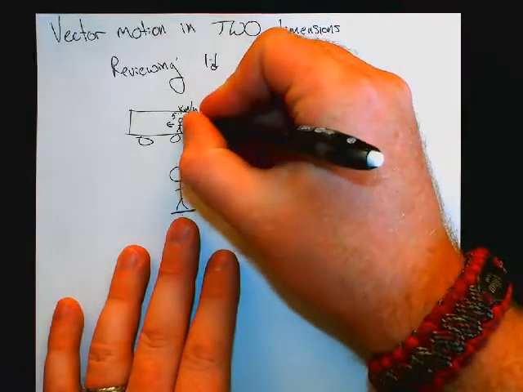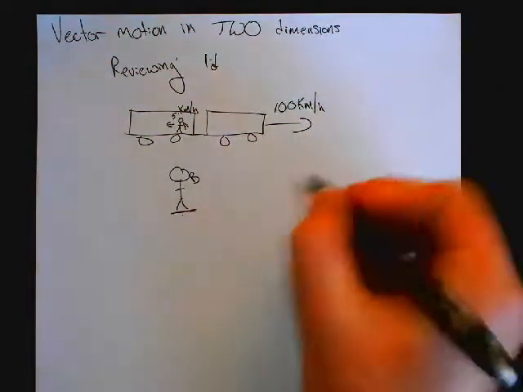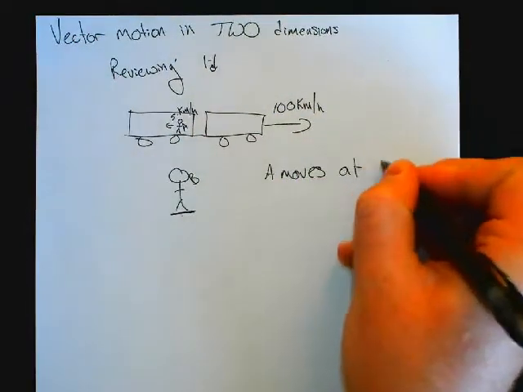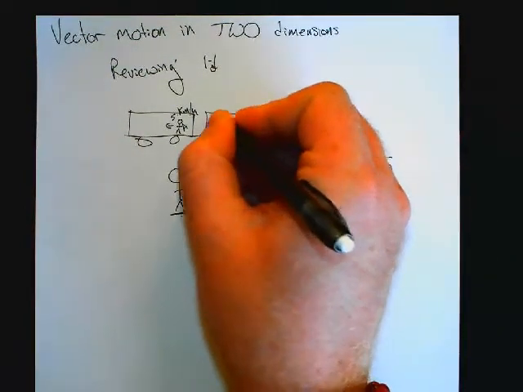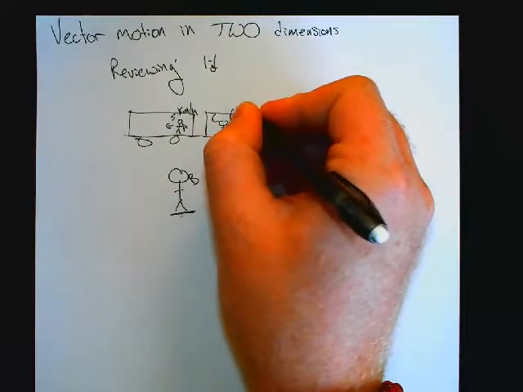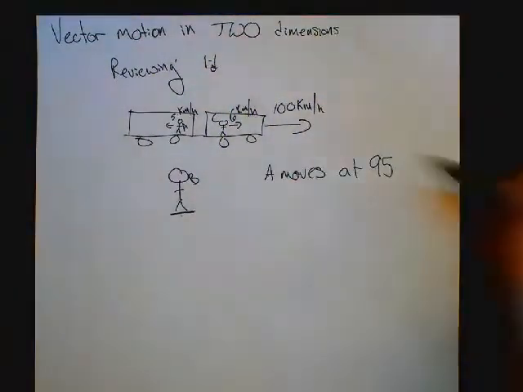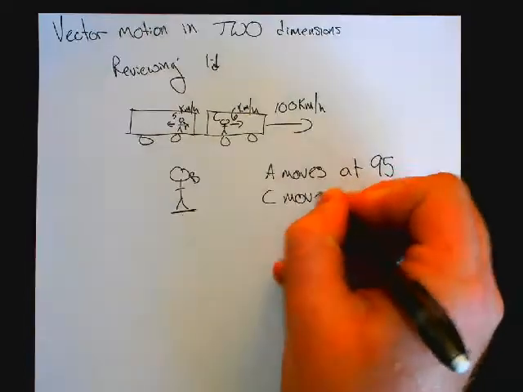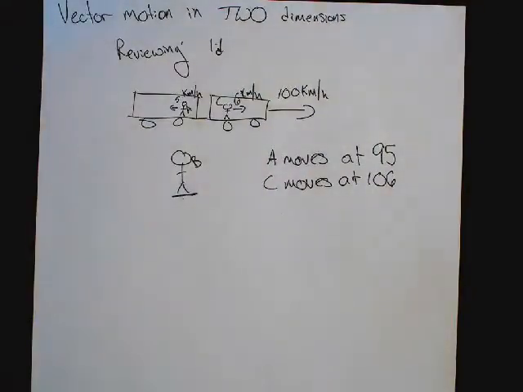Relative to the person on the surface of Earth, how fast does it look like this person is moving? So let's label them A and B. Relative to person B, how fast does it look like A is moving? 95. Okay, so A moves at 95. Let's say person C in here is now moving at, let's make it 6, just to make our numbers different. Moving towards the front. Relative to B, how fast is C moving? 106. C moves at 106.